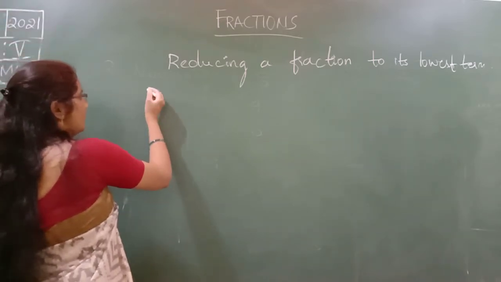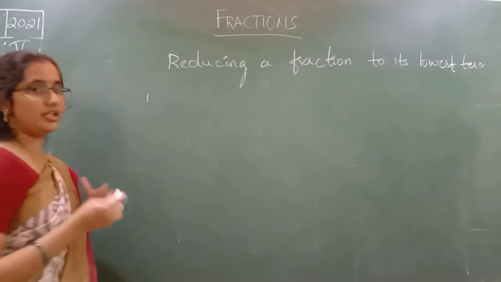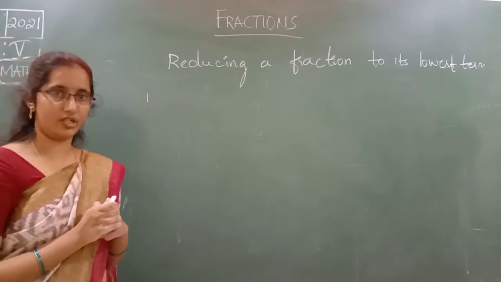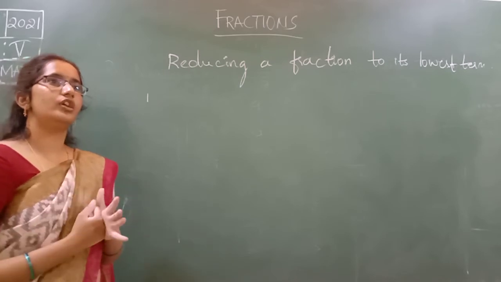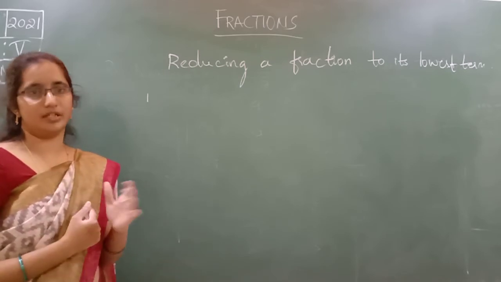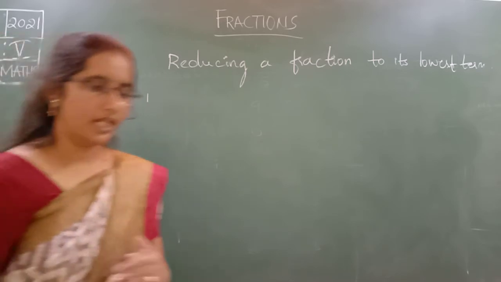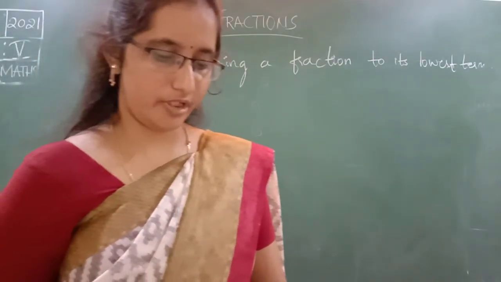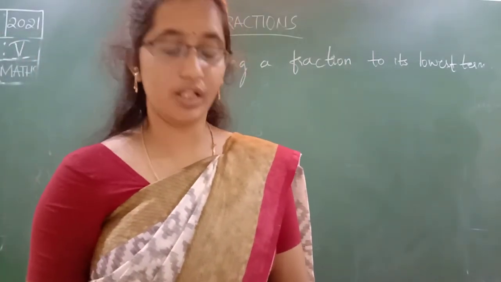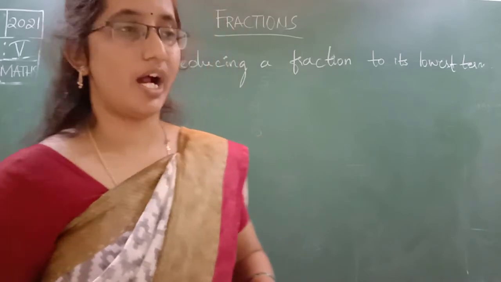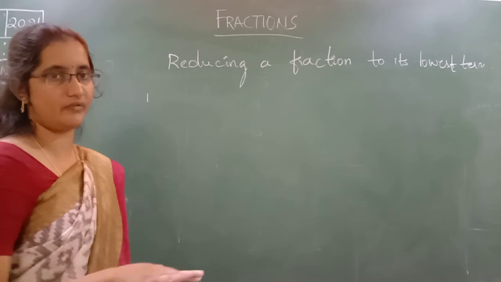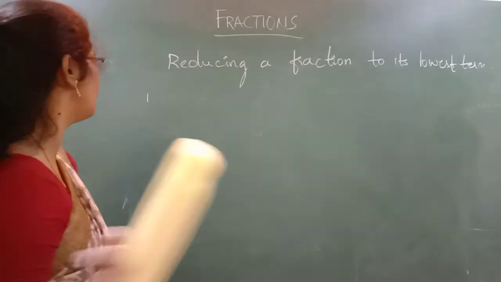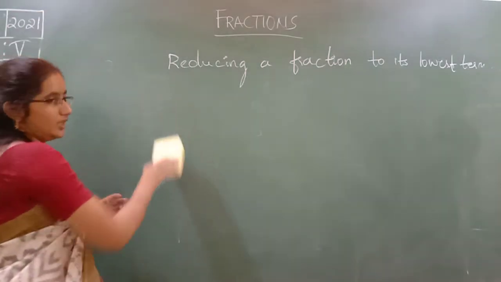dividing by a common factor of the numerator and denominator, until they are not divisible by any number other than 1. Keep dividing the numerator and denominator by one of their common factors till no further division is possible. So we will take one example.